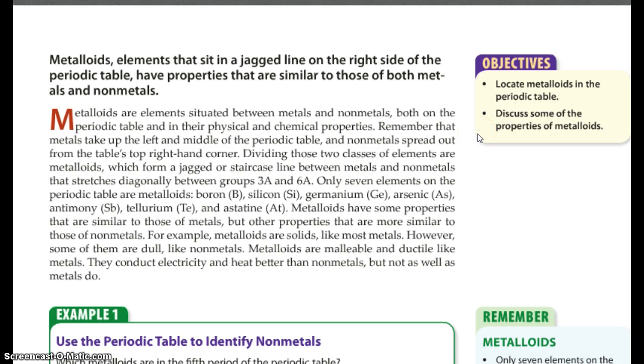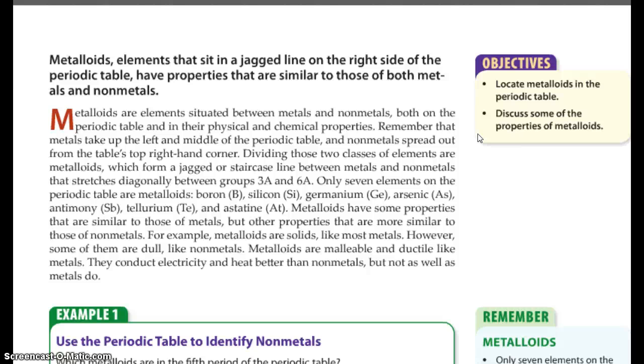Metalloids are elements situated between metals and nonmetals, both on the periodic table and in their physical and chemical properties. Remember that metals make up the left and middle and bottom of the periodic table, and nonmetals spread out from the table's top right-hand corner. Dividing those two classes of elements are metalloids, which form a jagged or staircase line between metals and nonmetals that stretches diagonally between groups 3A and 6A. Only 7 elements on the periodic table are metalloids: boron, silicon, germanium, arsenic, antimony, tellurium, and astatine.